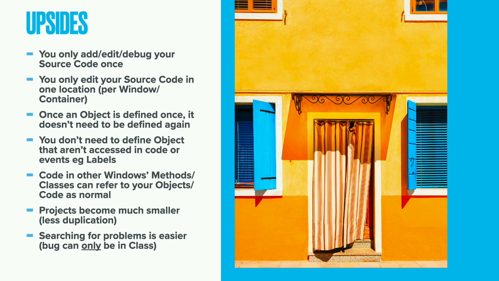It also means that your projects become a lot smaller because instead of the same code being in lots of different locations, it's all in one. The actual interface side becomes smaller, the class becomes a bit bigger. Searching for problems is also a lot easier. If you find that you do have a problem, instead of having to search in five different areas, the bug can only be in one area. It's going to have to be in that class.